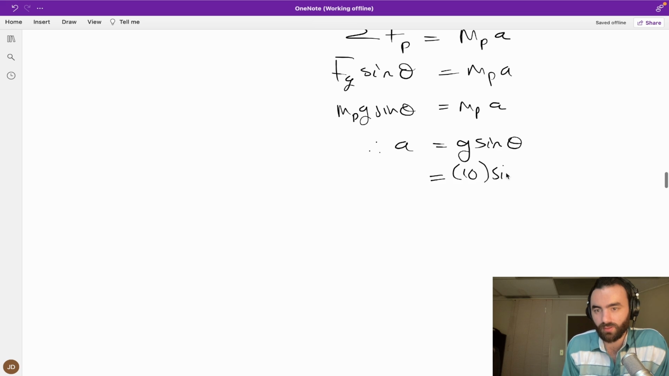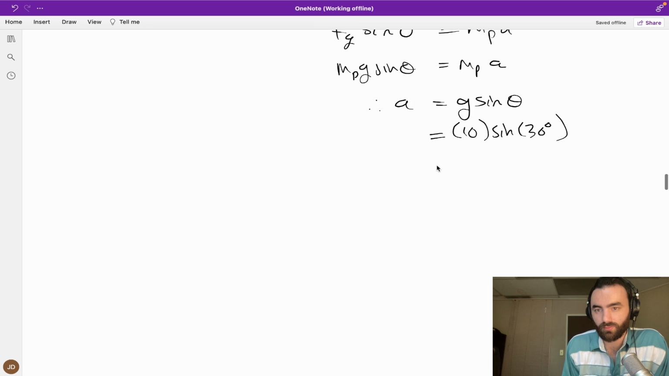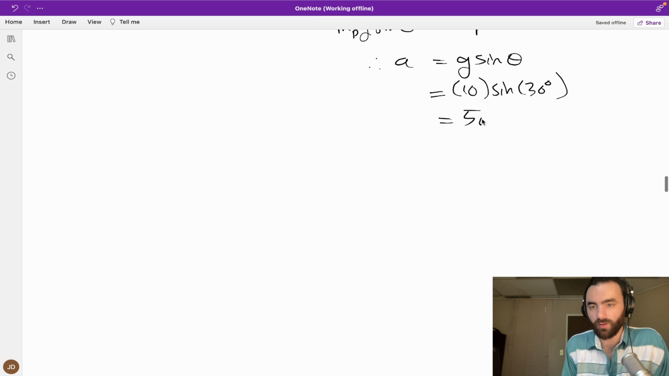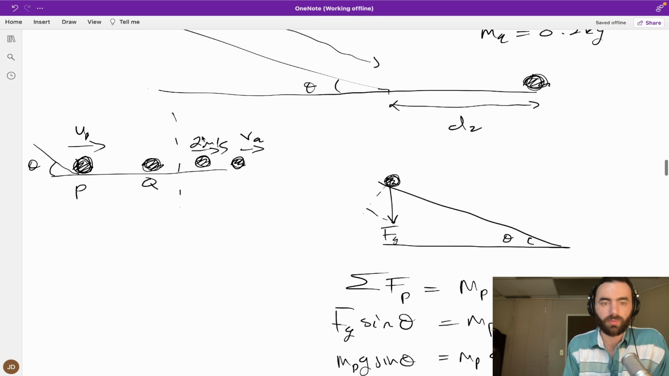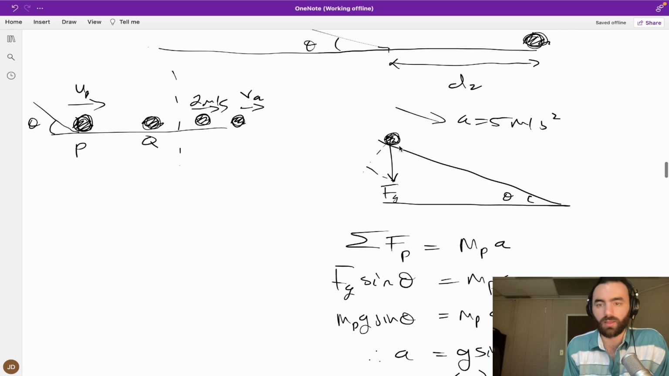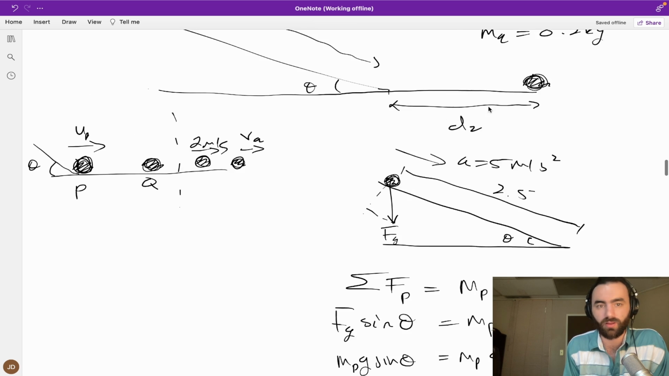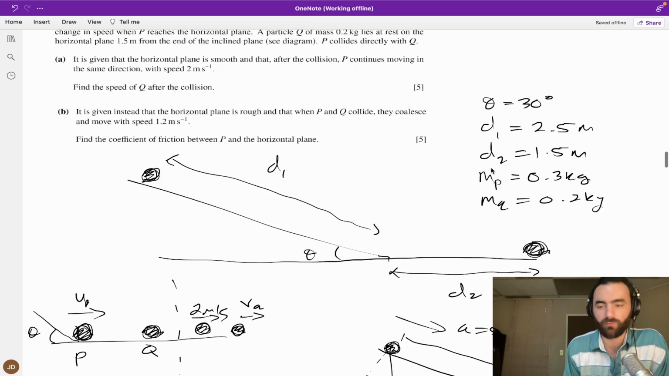It's 10 sine of 30 degrees, which is 5 meters per second squared. So P is accelerating down the slope at a equals 5 meters per second squared. And it's traveling a distance, call it s, which will be d1, of 2.5 meters.